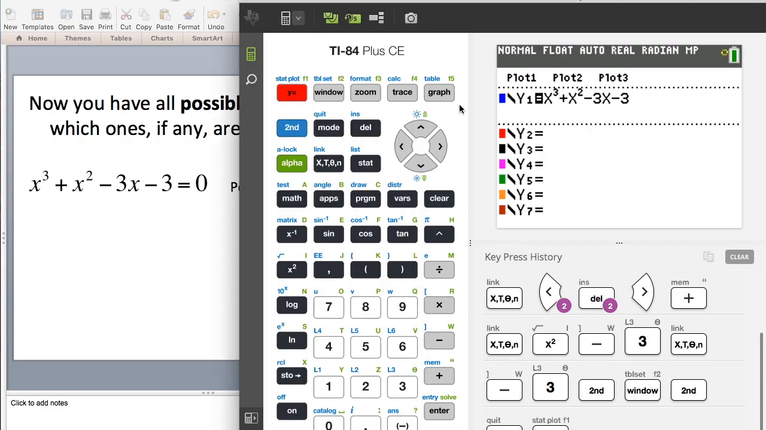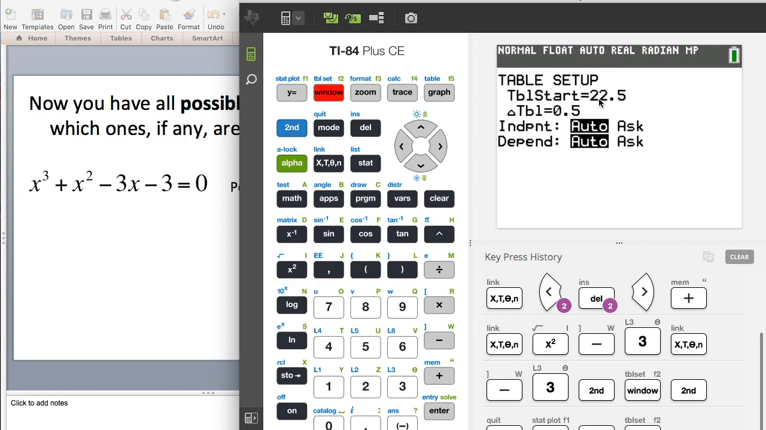Go to y equals and plug in the equation. I already have it plugged in there: x cubed plus x squared minus 3x minus 3. And I'm going to use the table function. Now, I suggest whenever you use the table function to go to the table set. If you hit second window, this is going to let us do two things. It's going to let us decide where our table is going to start.